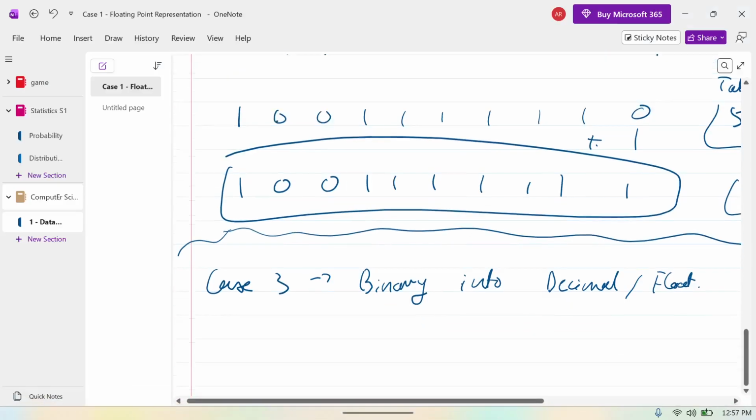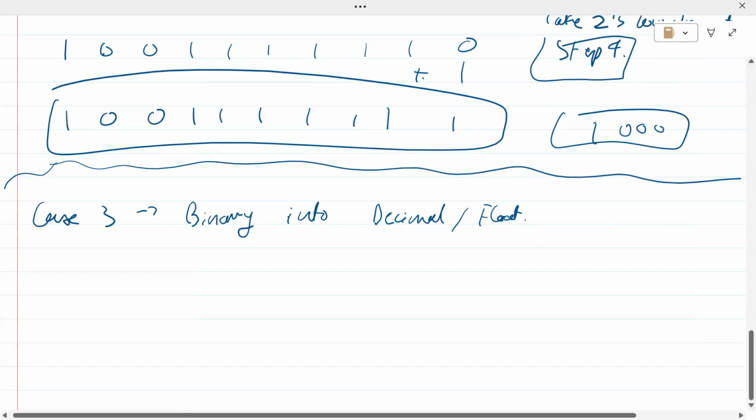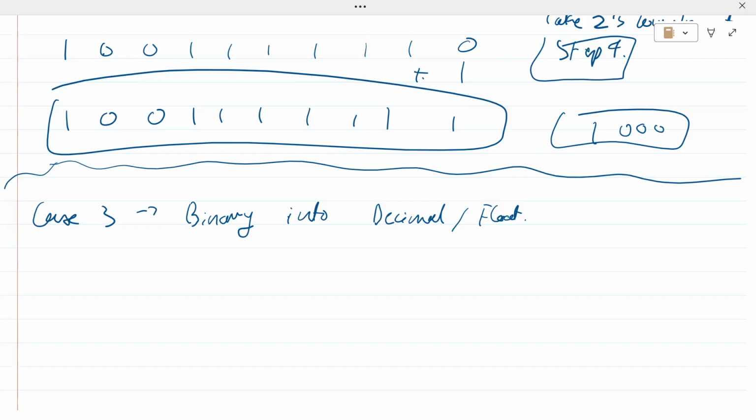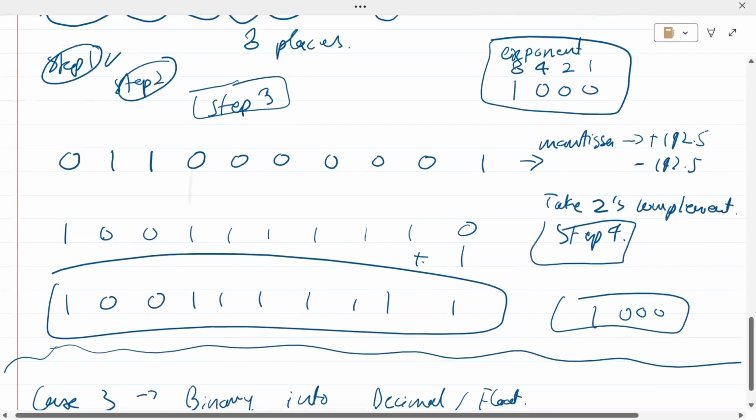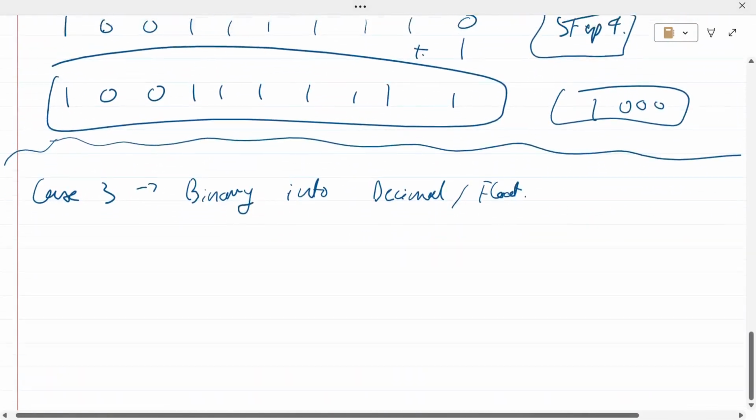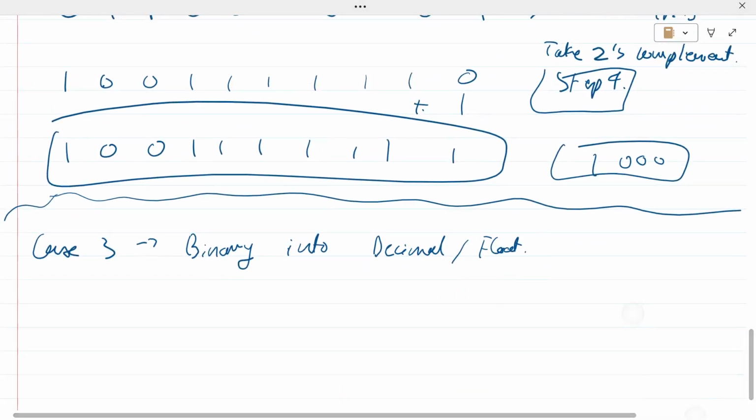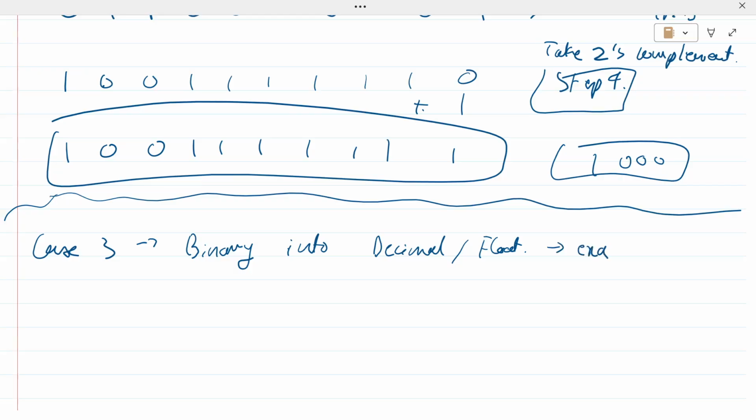Okay, so for the third case, let's just dive deep into the third case now. The third case is an exact opposite of case one, right? Exact.